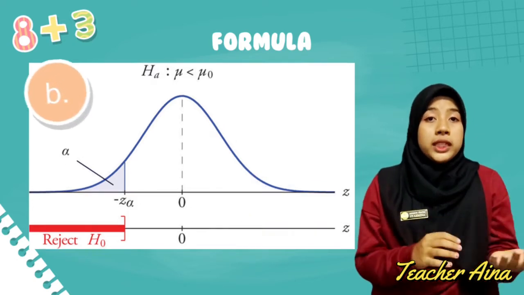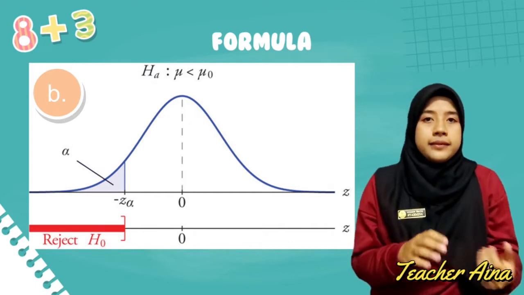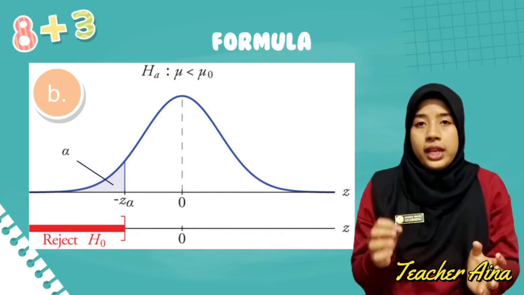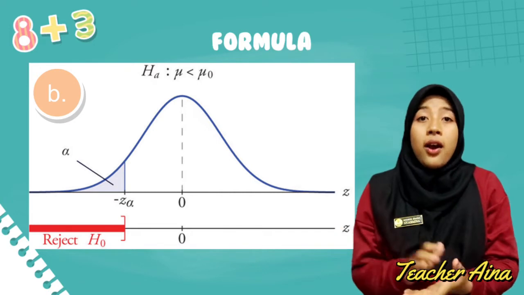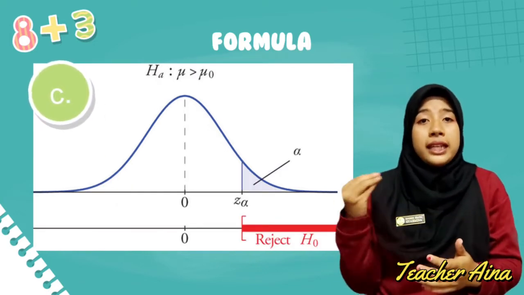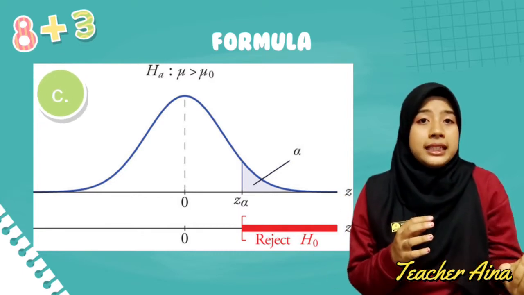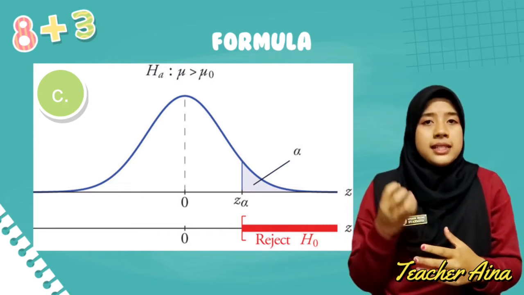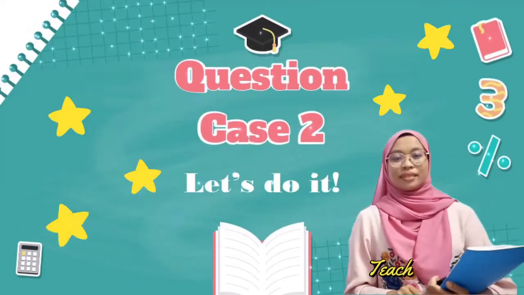Now we move to the formula in B, which is the lower tail test, that is the less than z-test. For the lower tail test, we need to find the negative region of alpha. At the end, we conclude whether to reject or fail to reject too. Last for case 2 is the upper tail test, which is the more than z-test. For this upper tail test, we need to find the positive region of alpha, and after comparing with the z-test, we can conclude to reject or fail to reject.